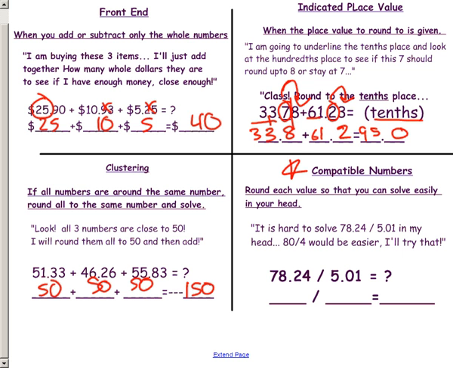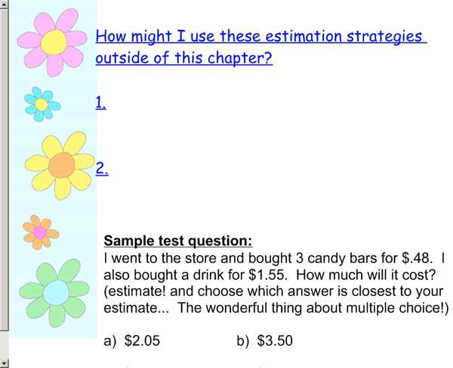And then we did compatible numbers in chapter 1 as well. That's where I'm just going to make it easy. This is really hard or impossible to solve in my head. So I'm going to round these both to something that's easy. So 78.24 is close to 80. And this is really close to 5. So that's going to be a lot easier. Or, yeah, or we could round it to 4. That's even easier. And that's going to equal 20. So you could divide by 5 or divide by 4. So that's how we can use compatible numbers with decimals.